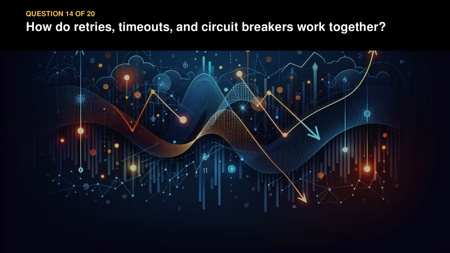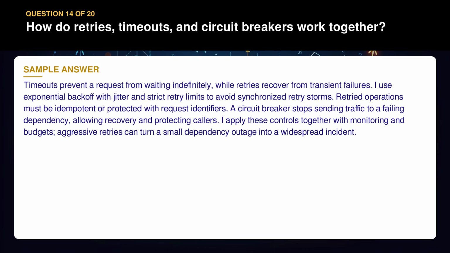Question 14. How do retries, timeouts, and circuit breakers work together? Timeouts prevent a request from waiting indefinitely, while retries recover from transient failures. I use exponential backoff with jitter and strict retry limits to avoid synchronized retry storms. Retried operations must be idempotent or protected with request identifiers.